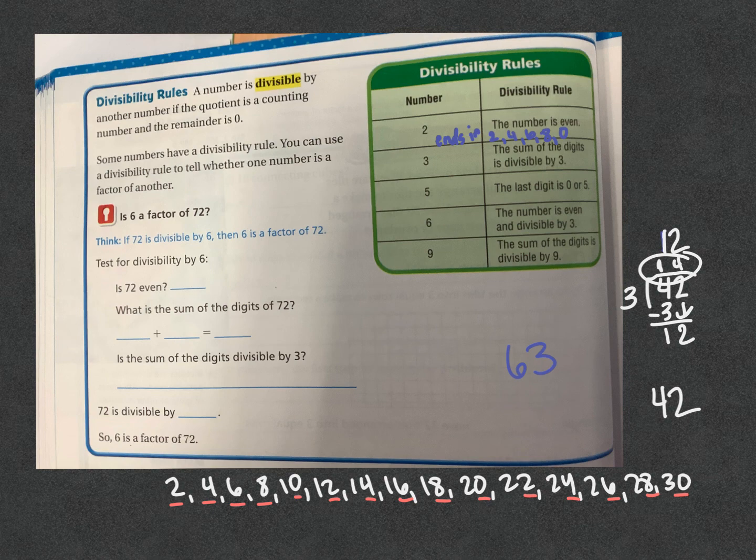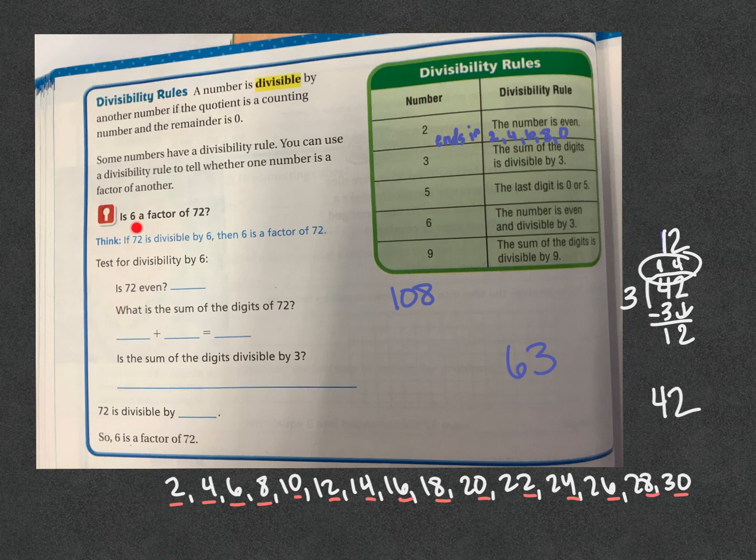Let's find a bigger one. What about 108? Is that divisible by 9? Is 9 a factor of 108? I don't know. Well, let me add up all 3 of my digits together. 1 plus 0 is 1, and 1 plus 8 is 9, and 9 is a factor of 9 because 1 times 9 is 9. So there are some divisibility rules that will save you a little bit of time in having to divide to check it. You can use those rules to kind of do a quick check and see if it works.